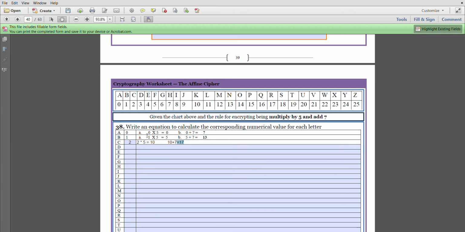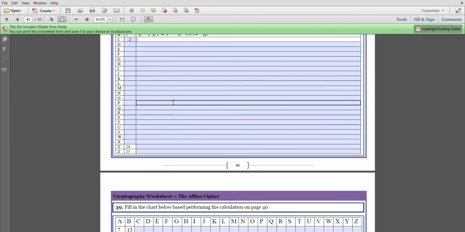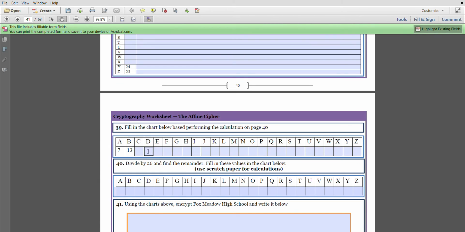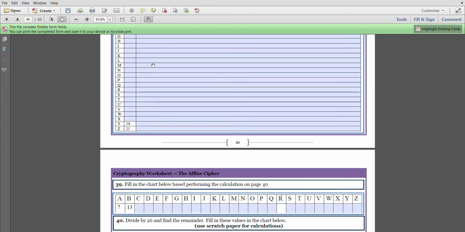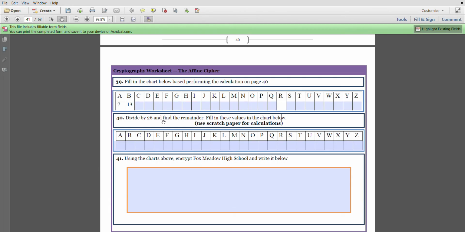Okay, so you're going to do that for each one of the letters of the alphabet, and then for 39, you're going to fill all of those in down here. This needs to be completely filled in based on this column, the answers I mean in this column here. All right, and then for 40, you're going to divide by 26 and find the remainder. Fill in these values in the chart below.